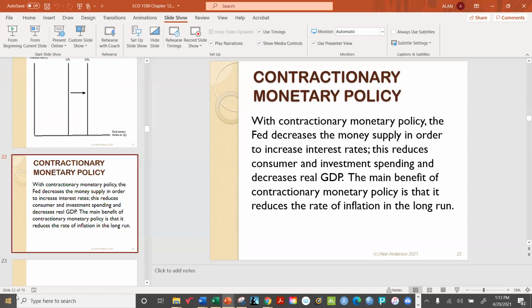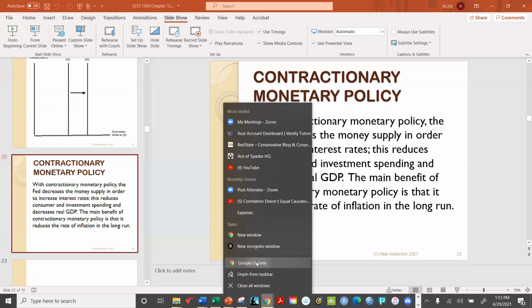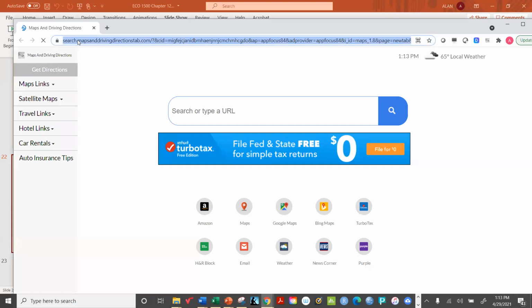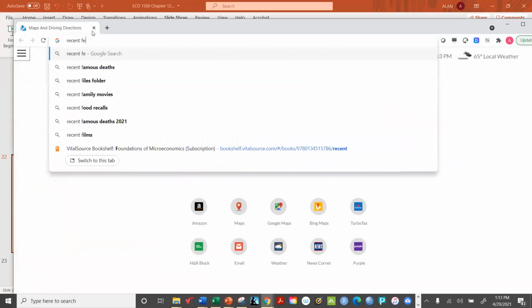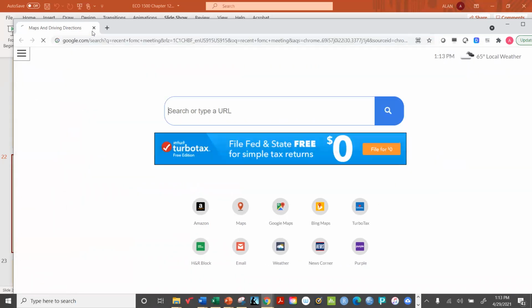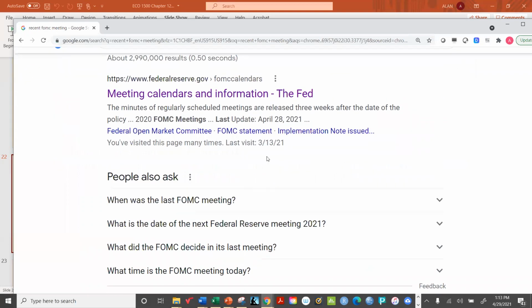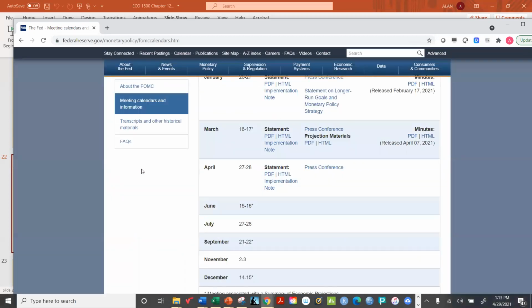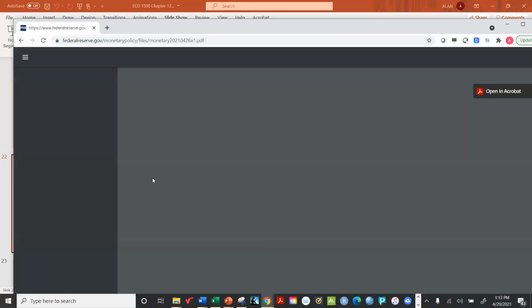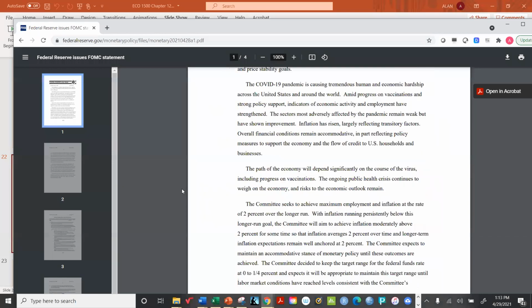In fact, I think they just met earlier this week, didn't they? Hold on one second. I think they did. Let's see. There it is, 27-28. So the statement is right here. And basically, they want to explain to you what they're doing.